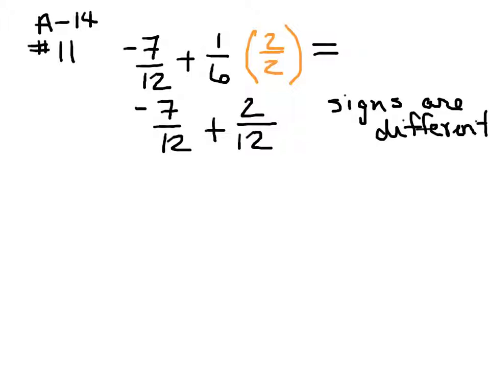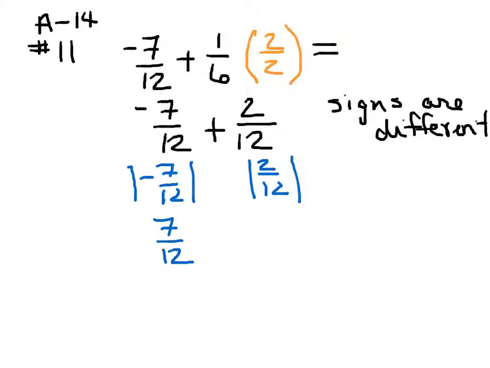So let's go ahead and look. I have negative 7/12. The absolute value of this one, let's go ahead and write it down. I have the absolute value of negative 7/12, and this gives me the absolute value of 2/12. So the absolute value of negative 7/12 is 7/12, and the absolute value of 2/12 is 2/12. So the bigger one, obviously, is this one right here.